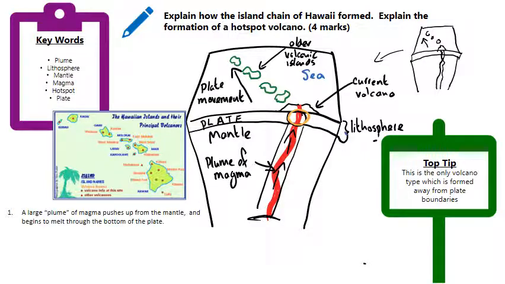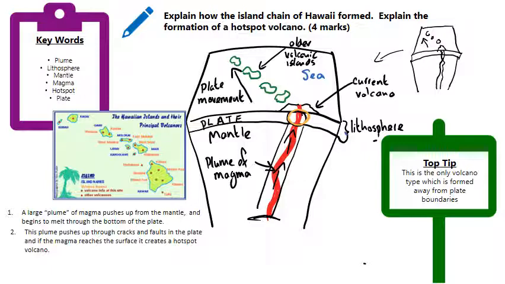Okay, so how do we describe that within 4 marks? This is what we're looking for. A large plume, and it's always easier to describe it as that because that's the right word, of magma pushes up from the mantle and begins to melt through the bottom of the plate because it's very hot. It's being pushed up by pressure and force. So that's your first point. This plume pushes up through cracks and faults in the plate, and if the magma reaches the surface, it creates a hotspot volcano, which is exactly what's happened in Hawaii. So it's this plume pushing through to the surface.